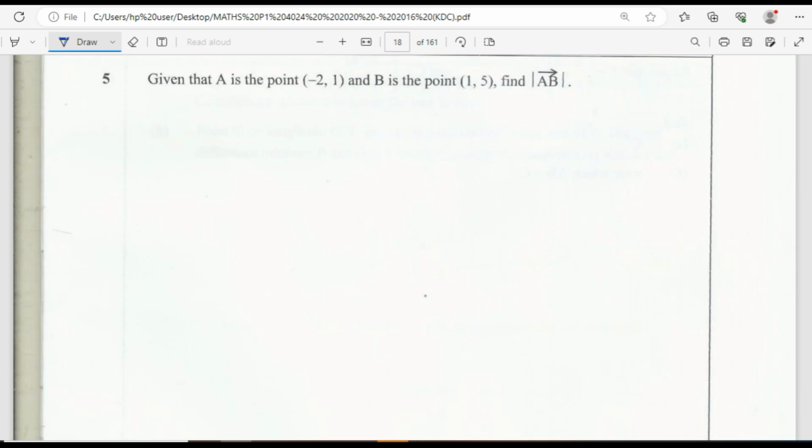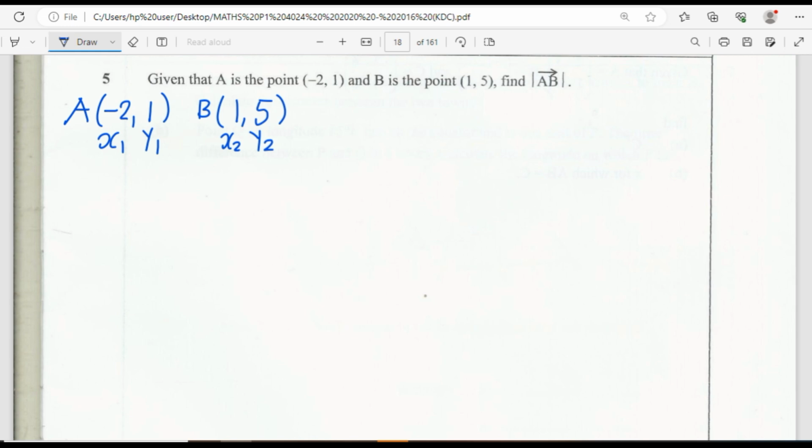Okay, so now we go to question 5. Given that A is the point and B is the point, find the magnitude of vector AB. So we are looking for a magnitude, which is just the length. Okay, so A has the coordinates -2, 1. So this is our x1, then here we have our y1. Then let's look at our B. B will be 1, 5, where this will be x2, y2.